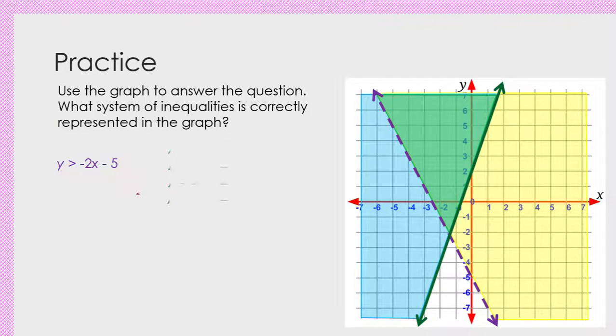Next one. Those are our 4 options. We have a solid line this time. That means options 2 and 4 will disappear. This time it is shaded above the line. That means it is greater than or equal to. So those two are our inequalities for this graph.